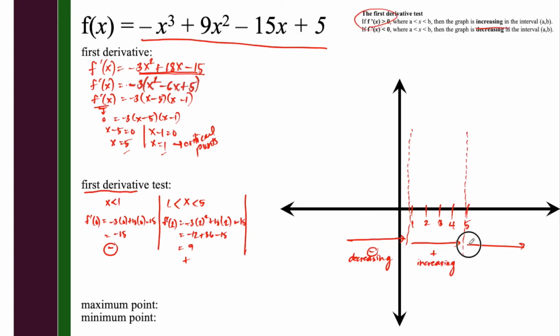Next, let's take this part of the graph wherein x is greater than 5. So let's take a value that's greater than 5, suppose 6. So substituting 6 on the first derivative, we have negative 3 times 6 squared plus 18 times 6 minus 15. That's negative 108 plus 108 minus 15. So that's negative 15, so this is negative. So this tells us that since the slope of the tangent lines here are negative, then the graph here is decreasing.